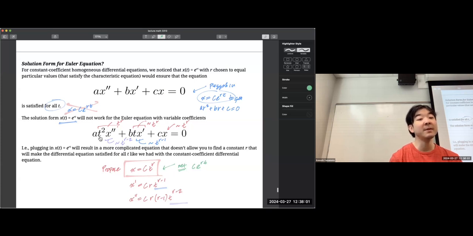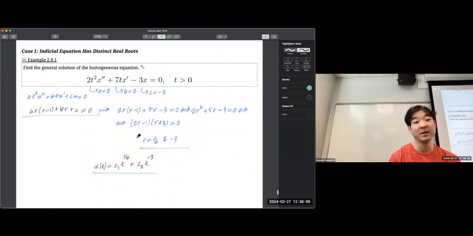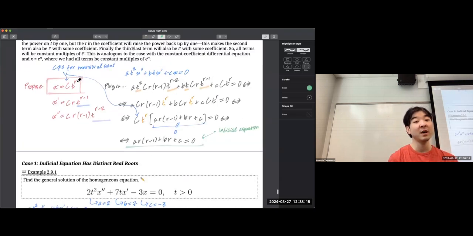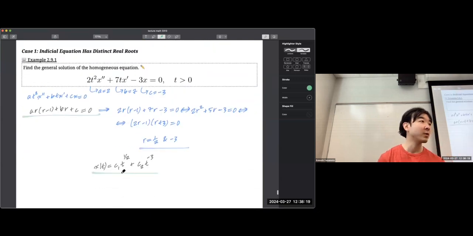We're putting a t-dependent term, t squared and t, but it's very special because it's equidimensional, where it's like t squared with the x double prime and t with the x prime. And then it's really just going to be this indicial equation. But remember that our solution form is now c t raised to the r. So we have to use that instead of e raised to the rt. We can't use that anymore.